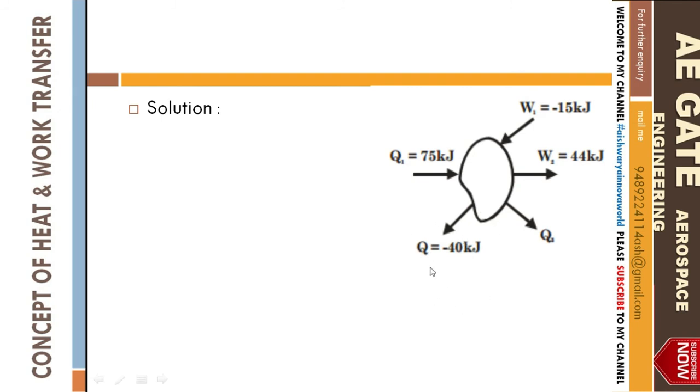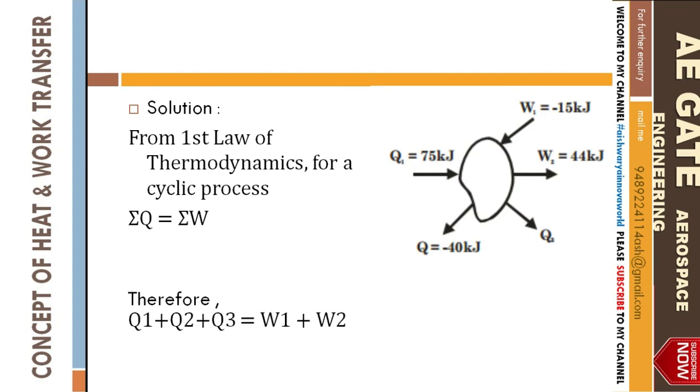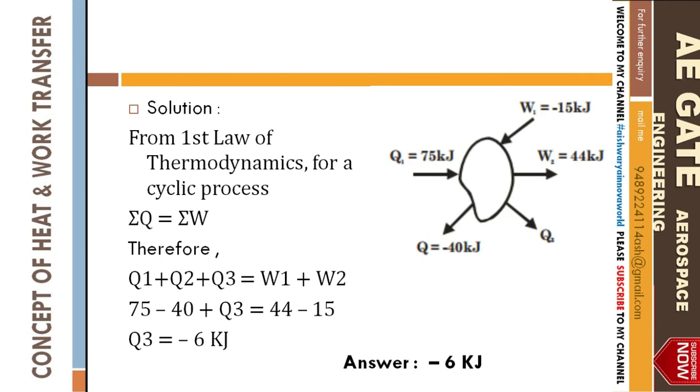Heat transfer from the system or fluid we take as negative, and work done into the system we take as negative. So you better focus on the sign convention I have told you. Let's see the solution. From the first law of thermodynamics, for a cyclic process, summation of Q equals summation of work done. I have written Q1 plus Q2 plus Q3 equals W1 plus W2. Now I substitute those values in this formula, and from there I have calculated Q3 equals minus 6 kilojoule. So our answer is minus 6.